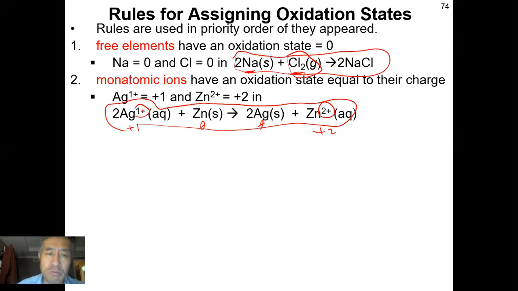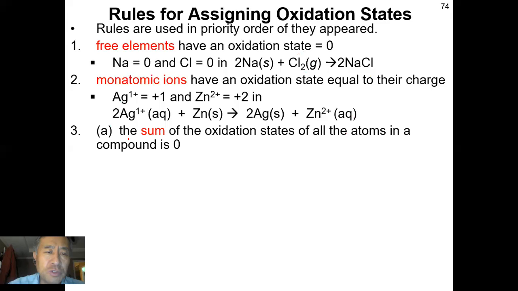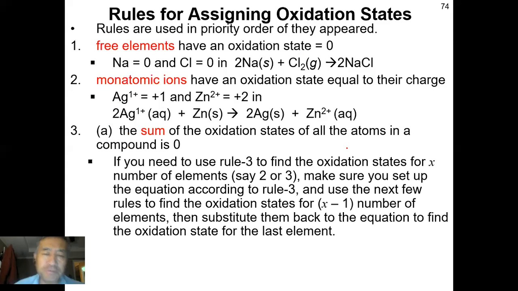Now, if you don't have a monatomic ion, you have a polyatomic ion or a neutral compound, you have to use rule three. So 3A tells us the sum of the oxidation states of all the atoms in a compound equals zero. If you need to use rule three to find the oxidation state for X number of elements, say two or three, make sure you set up the equation according to rule three, then use the next few rules to find the oxidation state for X minus one elements, then substitute them back into the equation to find the oxidation state for the last element.